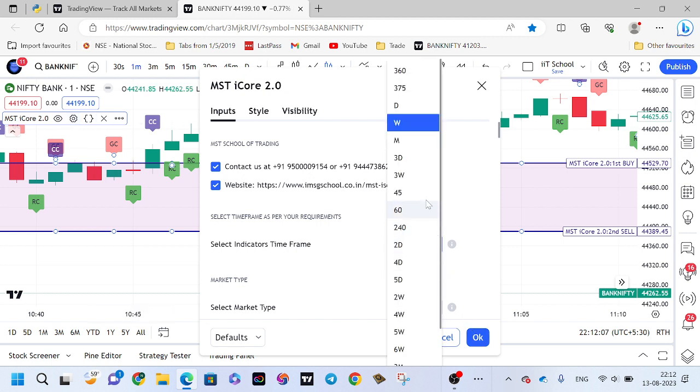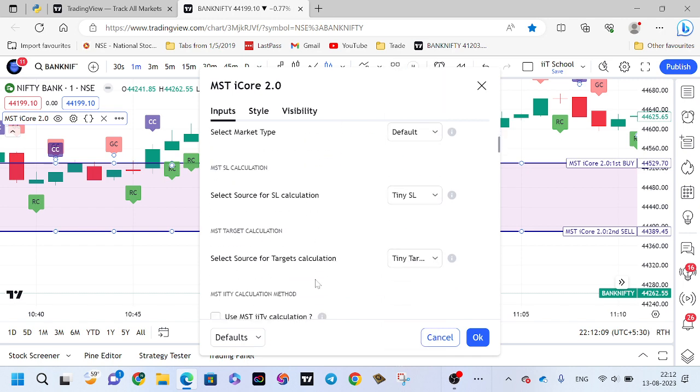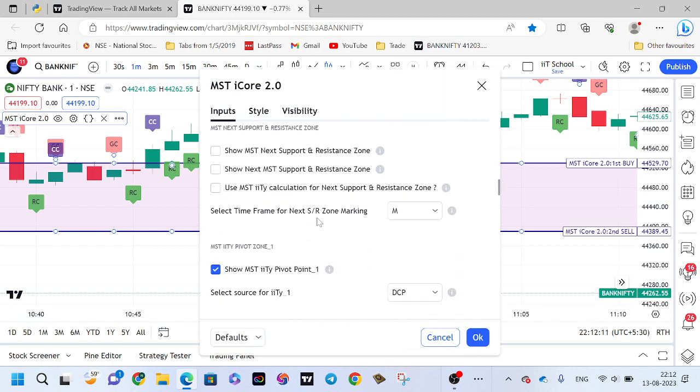Likewise, you can keep changing your time frame. Otherwise, scroll down. Here we have given our next level support and resistance.